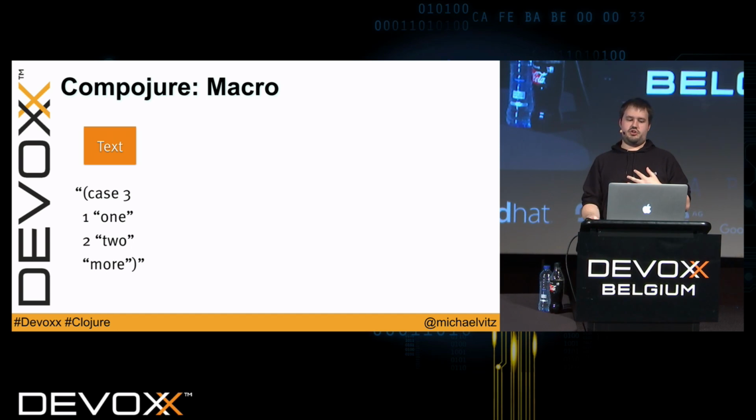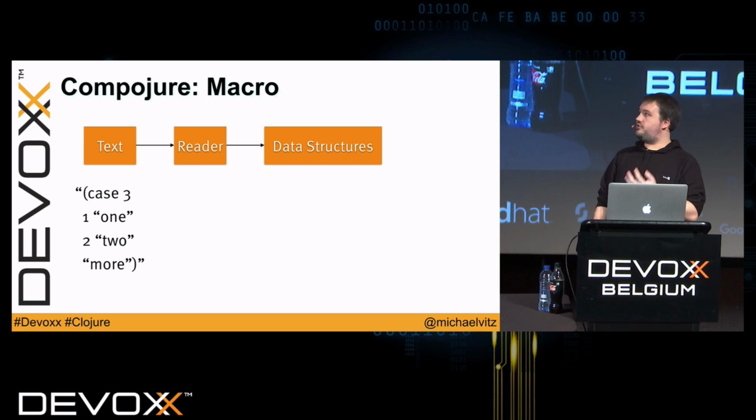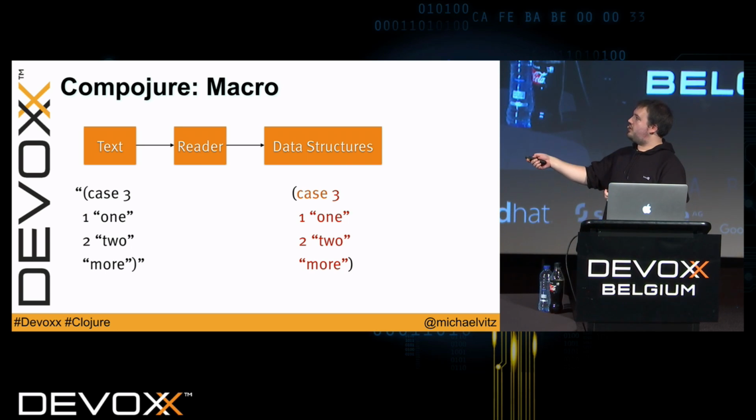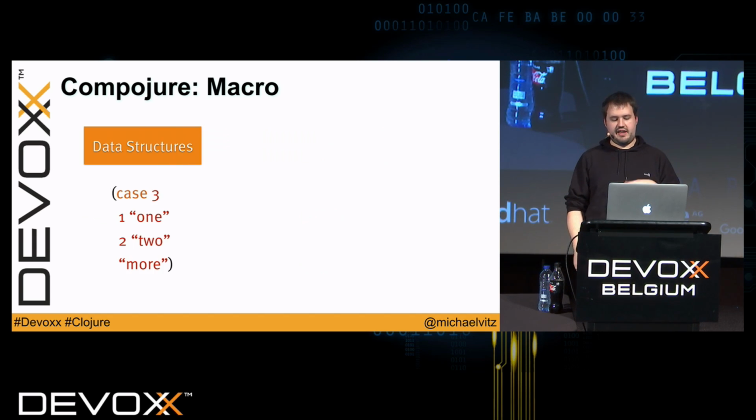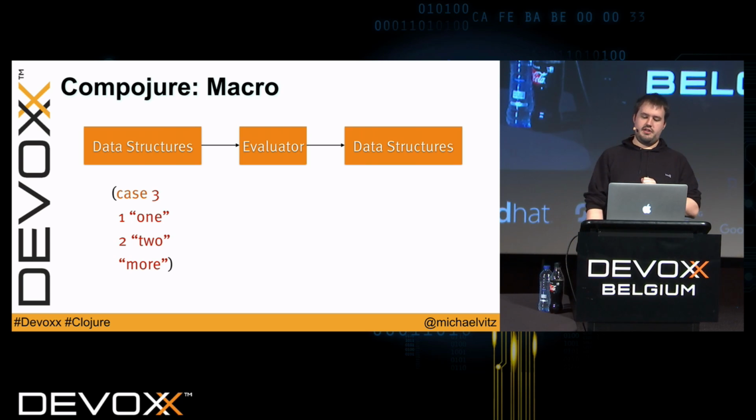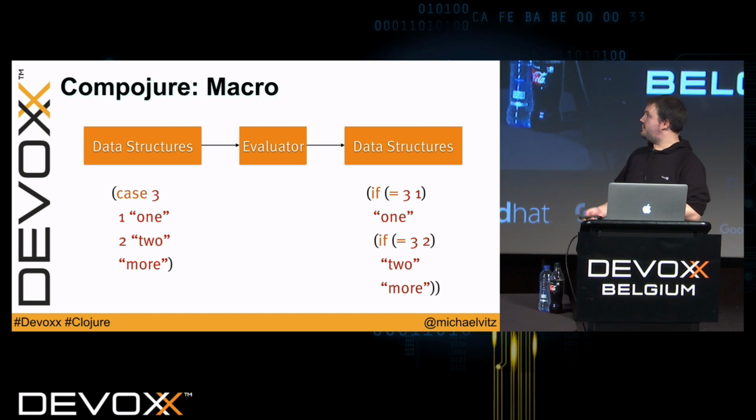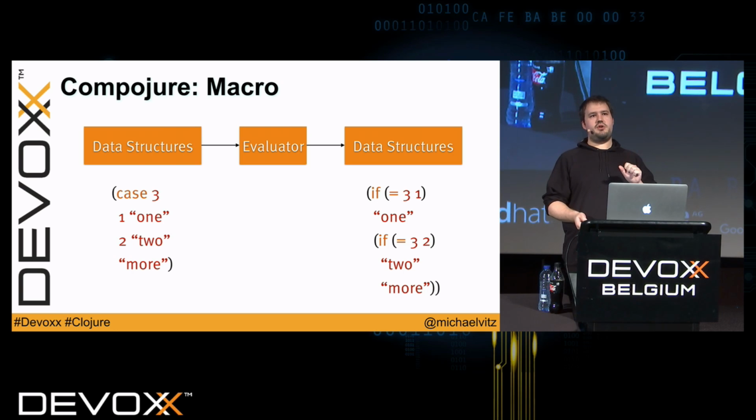which is Clojure code. And then the first thing it passes through is a reader, which takes this text and produces Clojure data structures. So out of this big string, now it's a list. And the second step is that Clojure takes these data structures and passes them through an evaluator, and this produces another data structure.